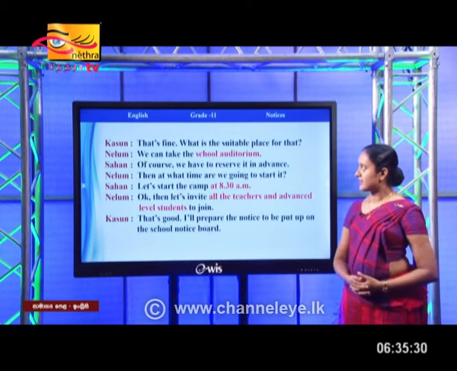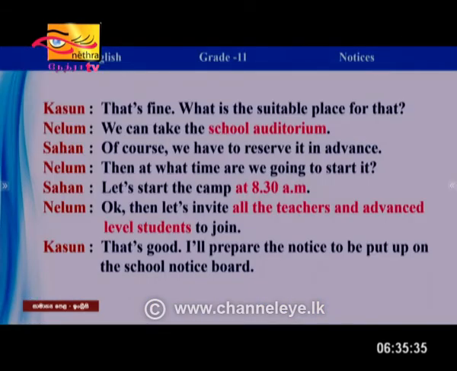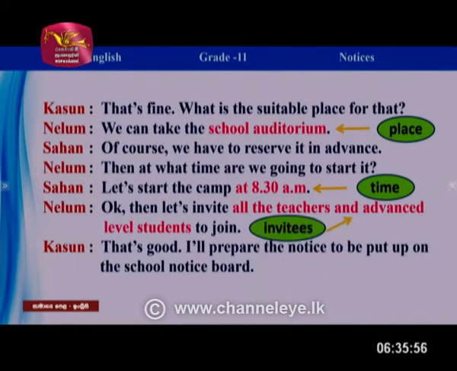Next one, school auditorium. So, school auditorium indicates what? It is the place of the event. And at 8:30 a.m., you know that it is the time for the event. And then all the teachers and advanced level students. So, these are the invitees for the blood donation camp.